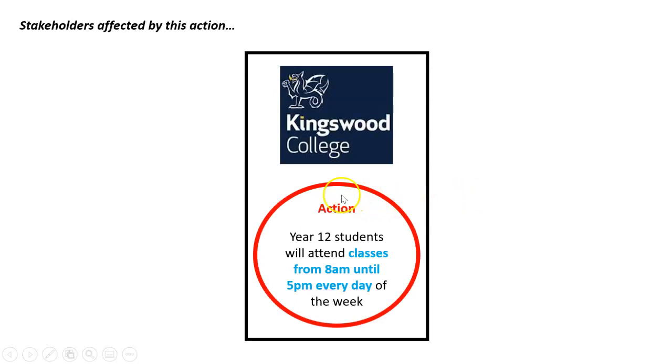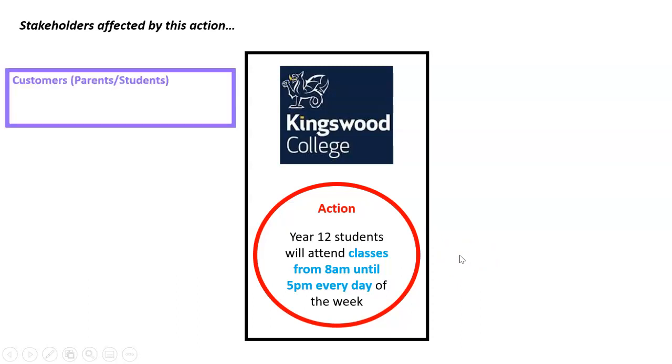So if we take this action, a school decides that Year 12s will attend class from 8 to 5 every day. That's about 40 hours of class a week, so much more than we do now. It's going to make a bunch of people happy and unhappy, and they're called stakeholders. So let's go through some. The customers, which in this case are the parents or the students, are going to be happy. You would think that results will be better if we're at school longer, but you might also be unhappy because, particularly your parents, more time at school means more teachers, means more fees.